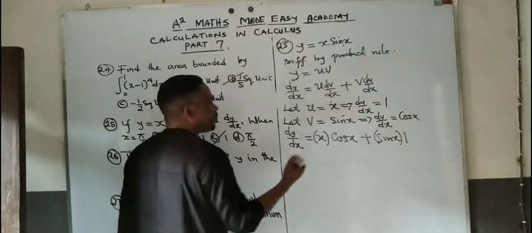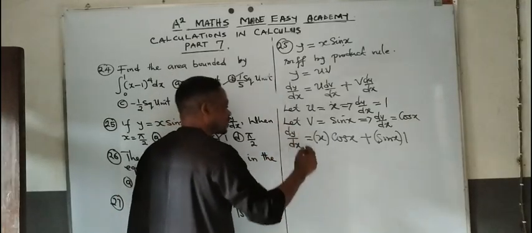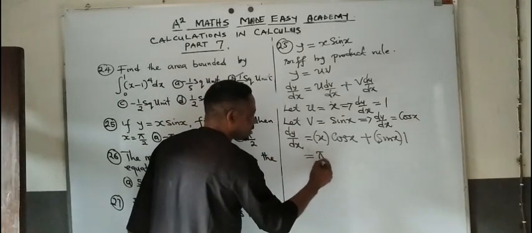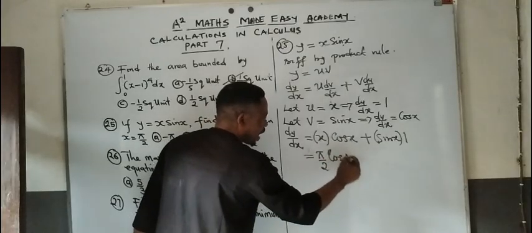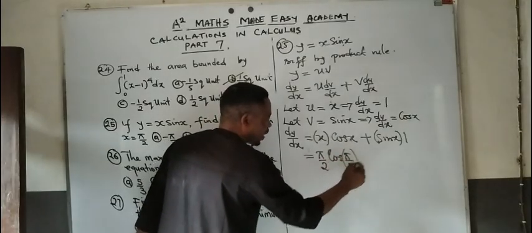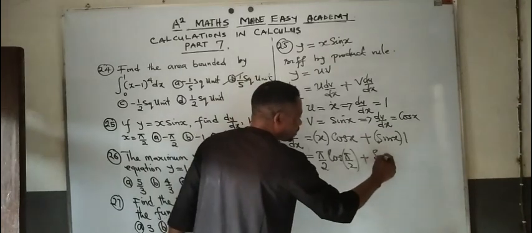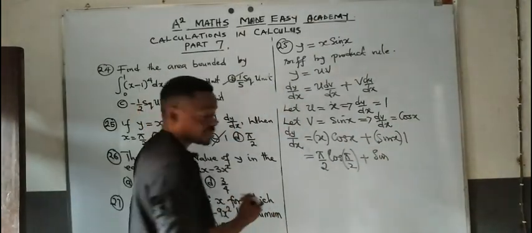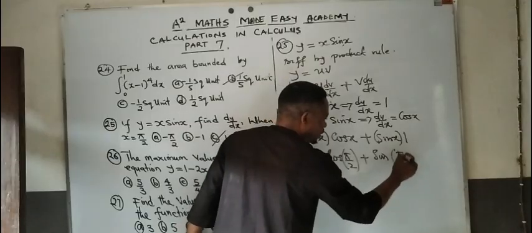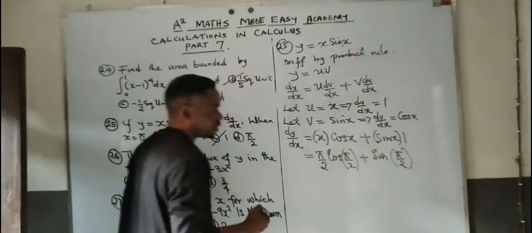I would have stopped here, but they have given us the value of what? X. So which means x is π rad all over 2, right? We have cos of x, which is π rad all over 2. Close the bracket. Plus sine x times 1 is sine x. Then x is π rad all over 2 as well. Are you with me?